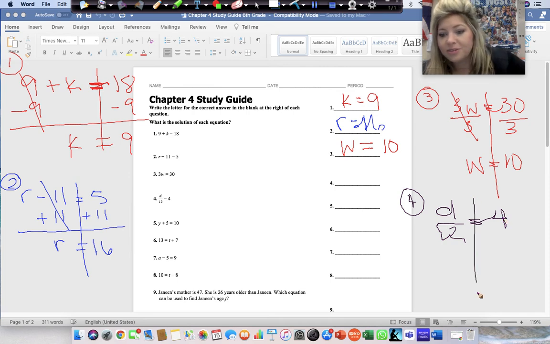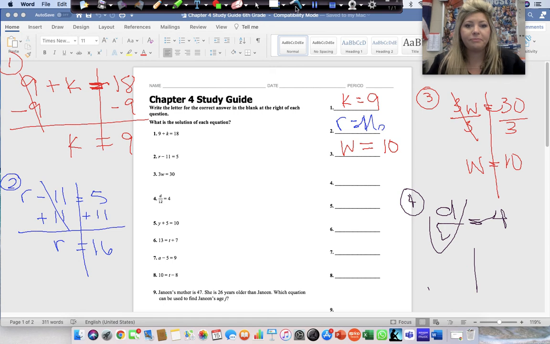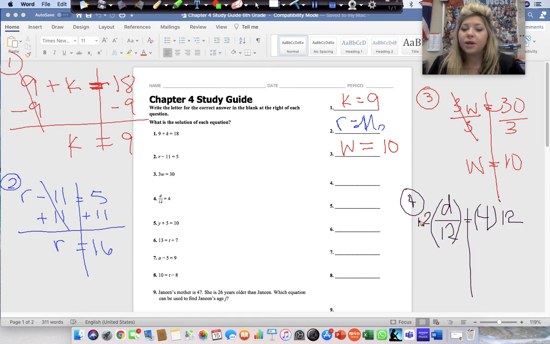Okay, so we're going to draw our line down from the equal sign. Right now, d is being divided by 12. The opposite of that is multiplying by 12. So when we divide something by 12 and turn around and multiply it by 12, it cancels. We want to bring down that d. And then we've got 4 times 12, which gives us 48. So our answer is d equals 48.